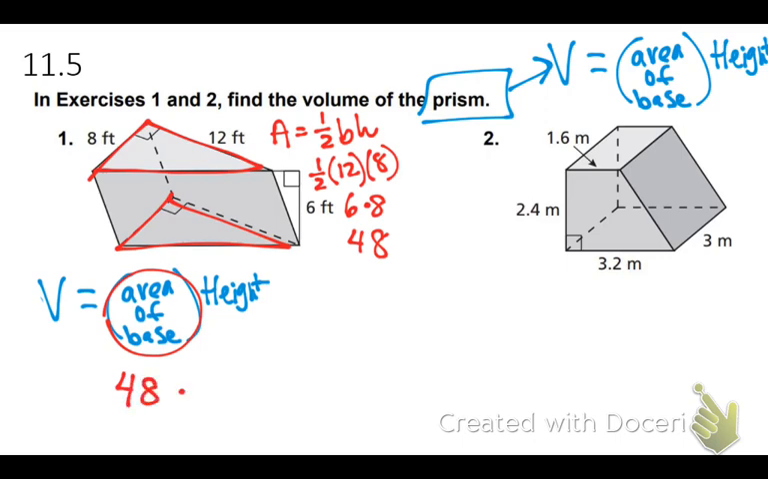What is the height of the entire prism? 6. It is 6. 48 times 6 is 288, and I think it is feet cubed.